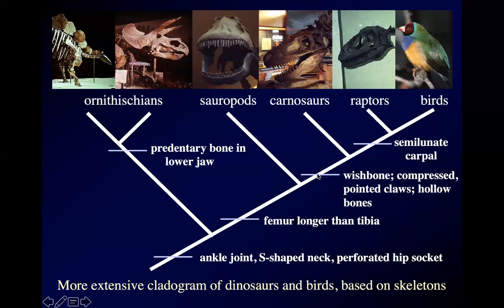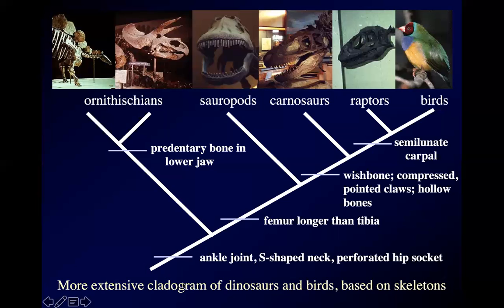Each one of those tick marks, by the way, each one of these little crossbars on the cladogram means that all of the organisms above that tick mark share that feature. So femur longer than tibia is a feature that's shared by sauropods, carnosaurs, raptors, and birds. The semilunate carpal, that's the swivel wrist joint, is shared by only raptors and birds. So hopefully that will help you read diagrams like this.